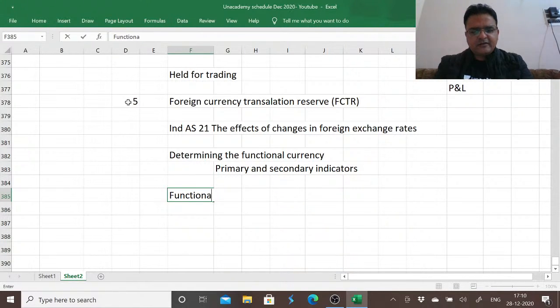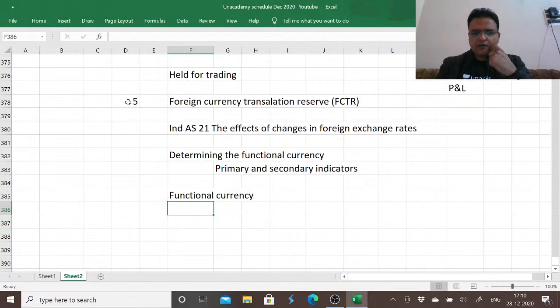Functional currency is decided, and any currency other than this functional currency is foreign, in spite of being in India. Our functional currency can be dollars, pounds, Swiss francs, or any other currency. In India, 99% of the entities have INR as their functional currency, but there is still 1% which has a different functional currency other than INR.